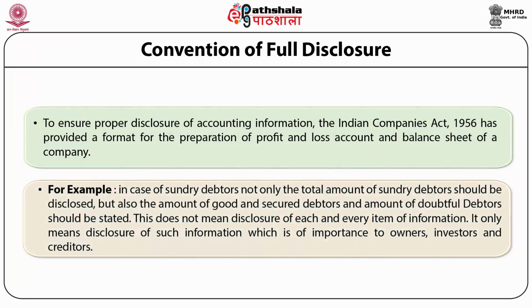For example, in case of sundry debtors, not only the total amount of sundry debtors should be disclosed, but also the amount of good and secure debtors and the amount of doubtful debtors should be stated. This does not mean disclosure of each and every item of information. It only means disclosure of such information which is of importance to owners, investors, and creditors.